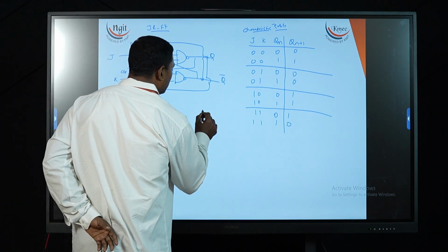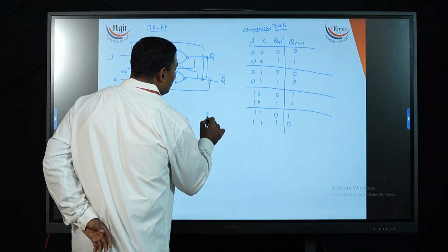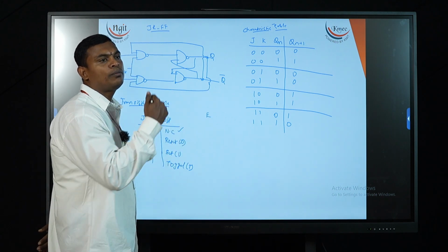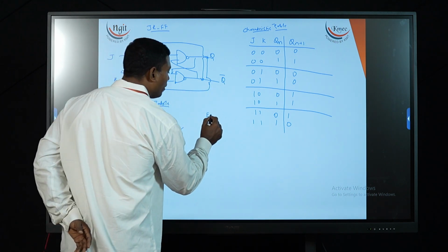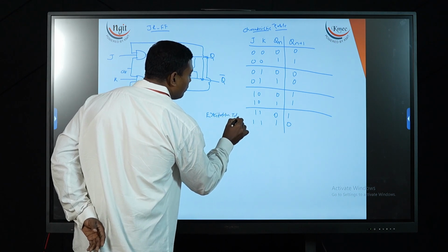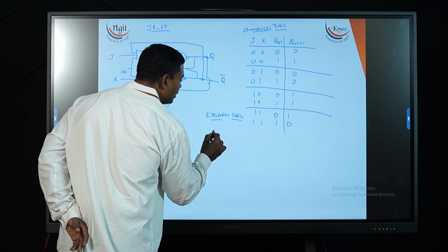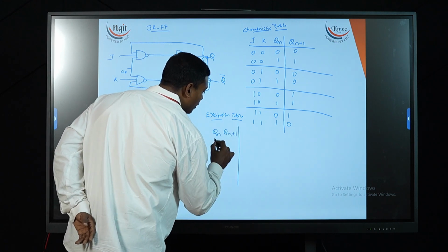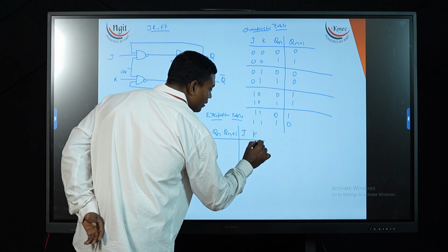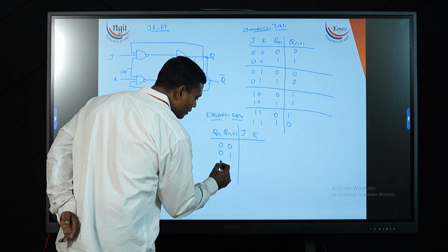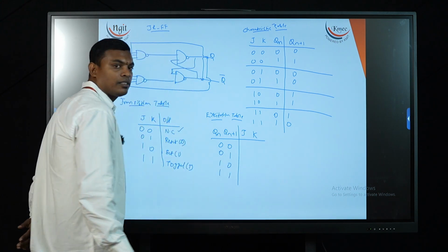Coming to my excitation table, the last table, where I need to observe the behavior of my circuit from output to input. So the excitation table: Qn, Qn plus 1, and my inputs J and K here. So 0 0, 0 1, 1 0, 1 1, right?